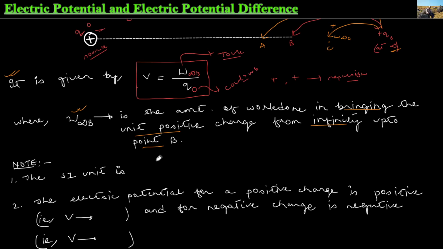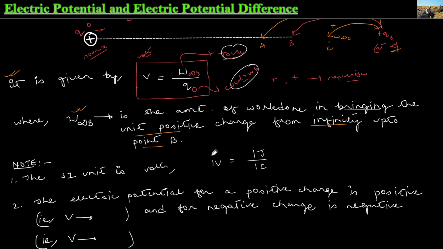Then from here, the SI unit of potential is nothing but volts. This is similar to voltage. So the SI unit of electric potential is nothing but voltage, or we write it as volts. What is this volt? That means 1 volt will be equal to 1 joule divided by 1 coulomb.